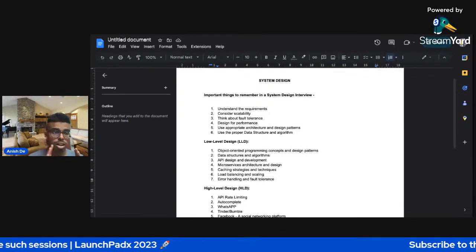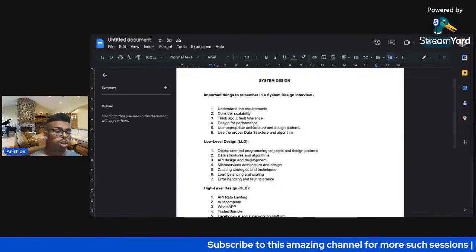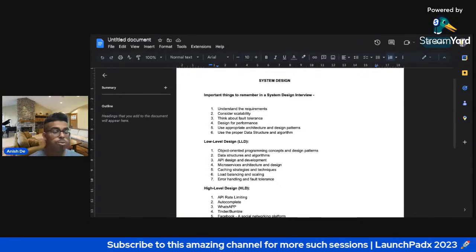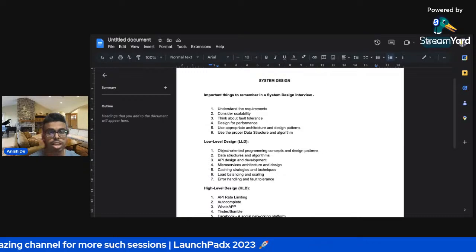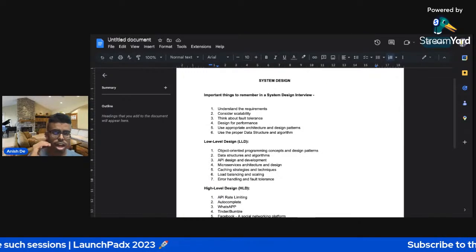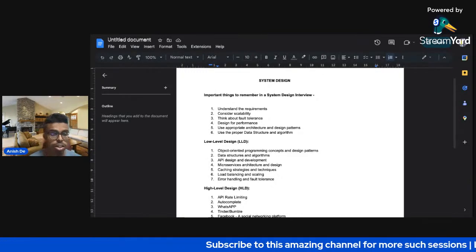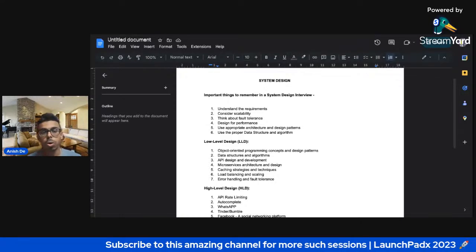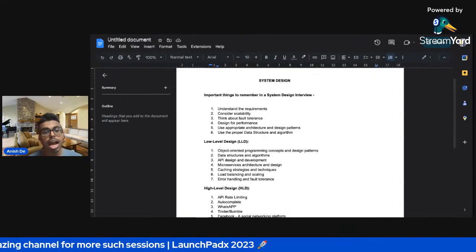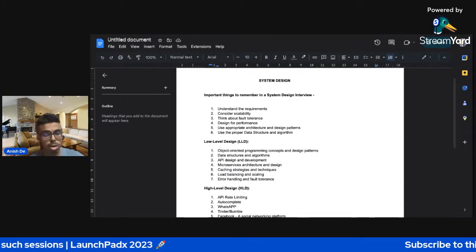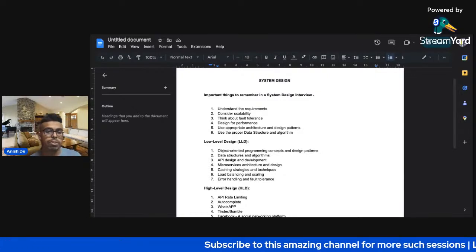So basically, the things that you have to remember in a system design interview: first of all, understand the requirements very, very well. Try to communicate with the interviewer and understand what the interviewer is trying to say. Try to understand the requirements of the product, especially the mandatory requirements, because you have to implement them. So listen to the interviewer, clarify the requirements, take the mandatory requirements at the beginning and implement them. Then you can think about the non-mandatory requirements.